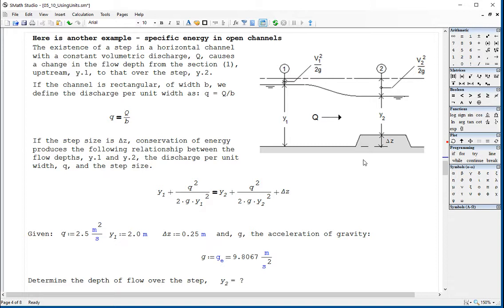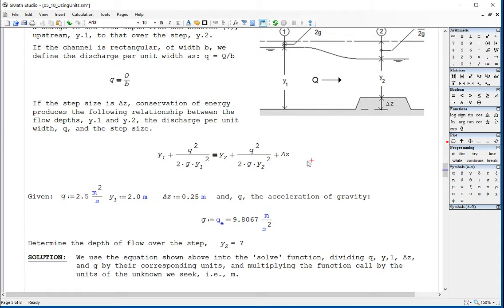An example from open channel flow, which is in civil engineering. If you have a step of size delta z, and you have a certain discharge q going into the channel, so that it has depth y1 and velocity v1. It turns out that v1 squared over 2g is the head of the kinetic energy, and y1 is the head of the potential energy. And when you go over the step, typically when you have a high flow here, then you can drop your depth. And it turns out that this length here, y1 plus v1 squared over 2g, should be equal to y2 plus v2 squared over 2g plus delta z. And that's written in this way.